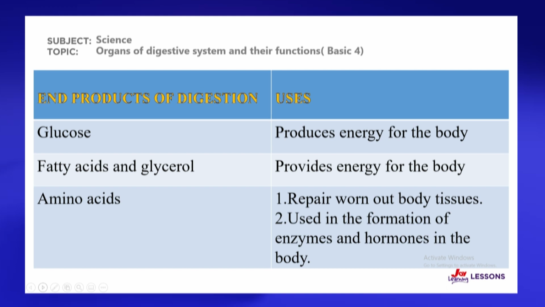And then amino acid, that's the simplest unit of protein. What is that for? It repairs worn out body tissues. So your dead body tissues can be repaired by amino acid. Two, used in the formation of enzymes and hormones in the body.